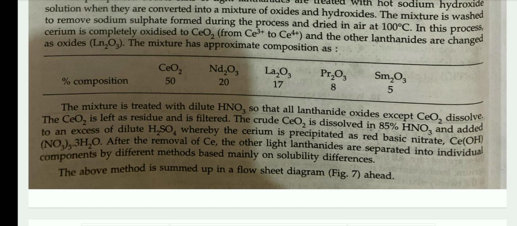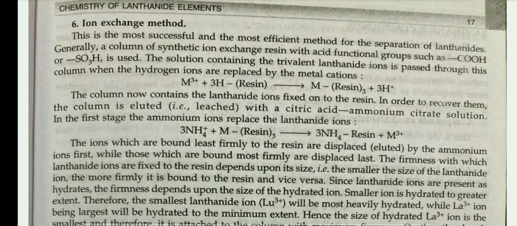After the removal of Ce, the other light lanthanoids are separated into individual components by different methods based mainly on solubility differences. Ion exchange method. This is the most successful and the most efficient method for the separation of lanthanoids. Generally, a column of synthetic ion exchange resin with acid functional groups such as COOH or SO3H is used. The solution containing the trivalent lanthanoid ions is passed through this column and the hydrogen ions are replaced by the metal cations.